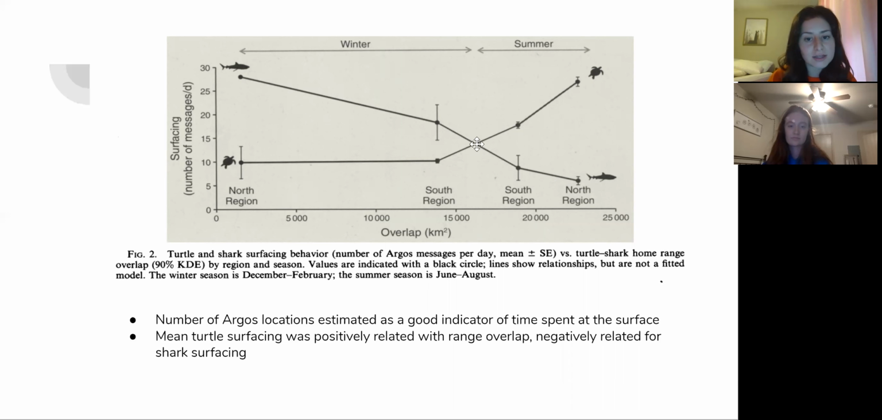And you can see over here that the mean turtle surfacing was positively related with the range overlap, which happened in the summer months. And then it was also negatively related for shark surfacing in the summer months.